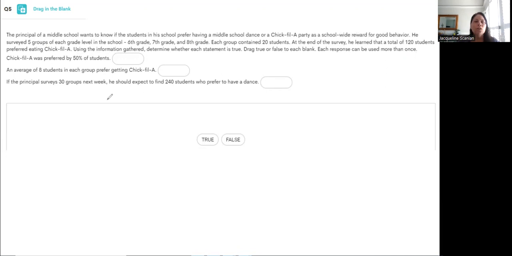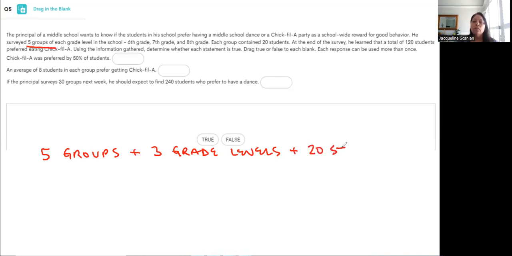The first thing I'm going to do is start by writing down some information I know. I know that I have 5 groups that are being surveyed, right? And I know that there are 3 grade levels that are being surveyed. And finally, I also know there are 20 students in each group that are being asked.